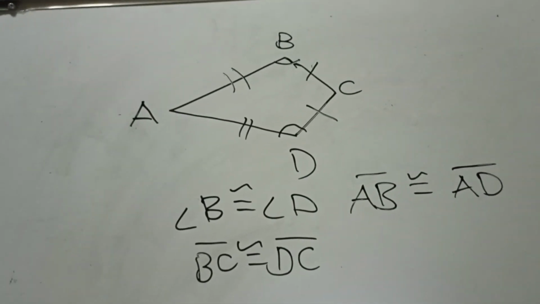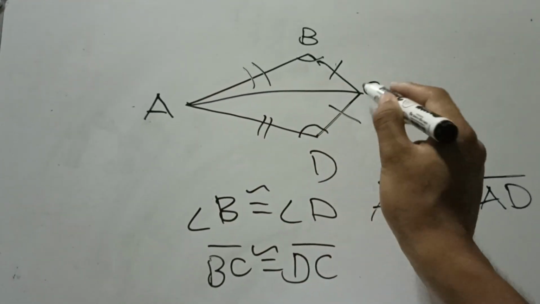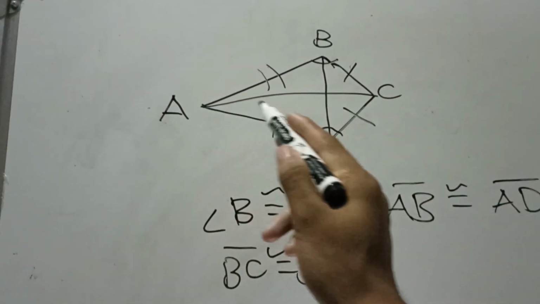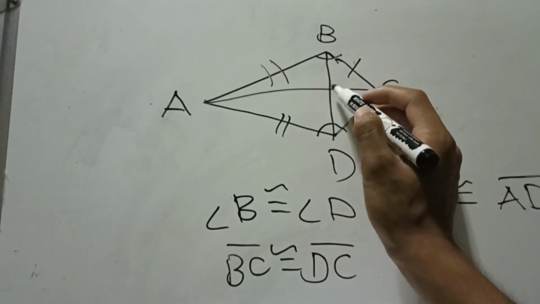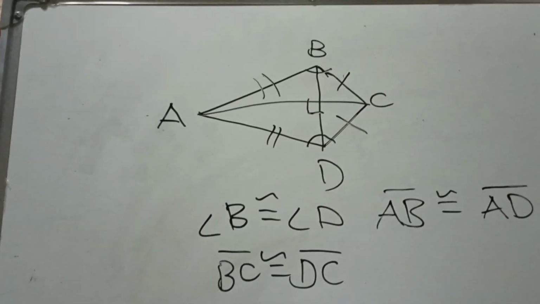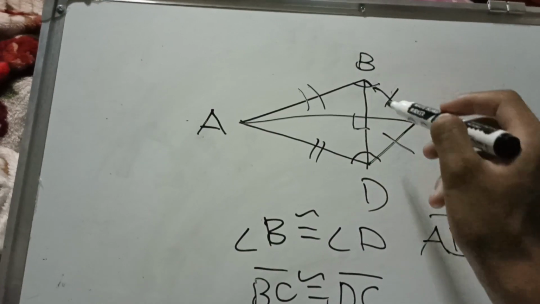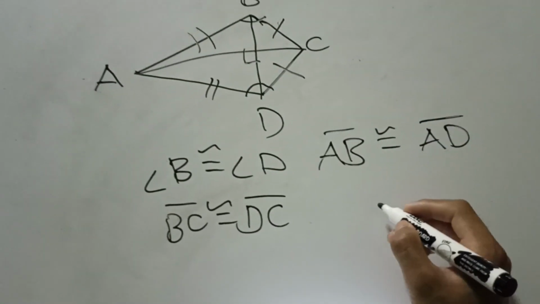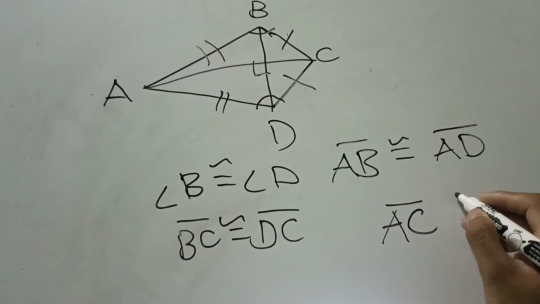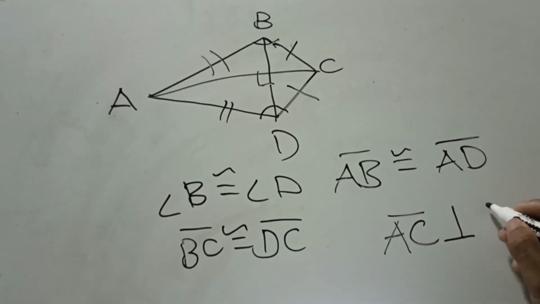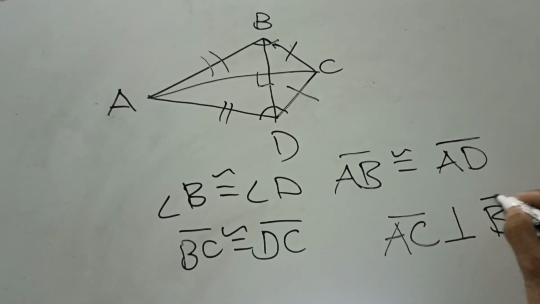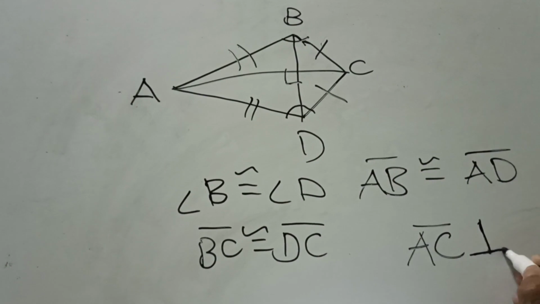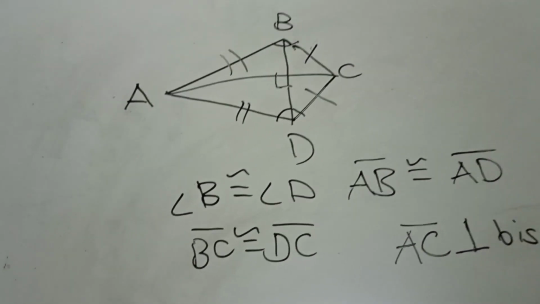Now, next, let us focus on the diagonals. When we form a diagonal in the middle, it builds up 90 degrees. And that means it builds 90 degrees here, here, and here. That means it's perpendicular. So we can write that line AC is perpendicular to line BD. It's also a bisector, so we can write that as perpendicular bisector to line BD.